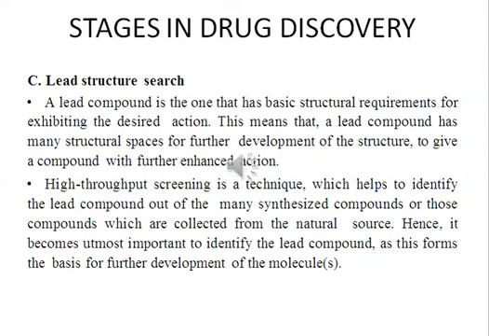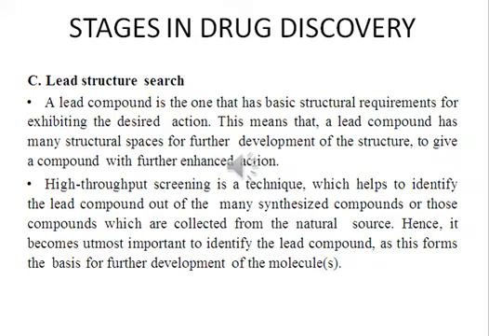So the third step is the lead structure search. Initially we studied the different methods by which we can identify a lead. So here is the lead structure, right? A lead compound is the one that has the basic structure requirement for the desired action. It means that's the compound that can show the desired biological activity, right? So the lead has the structural space for further development. It means the lead compound is a good structure that gives good results, but it is not perfect.